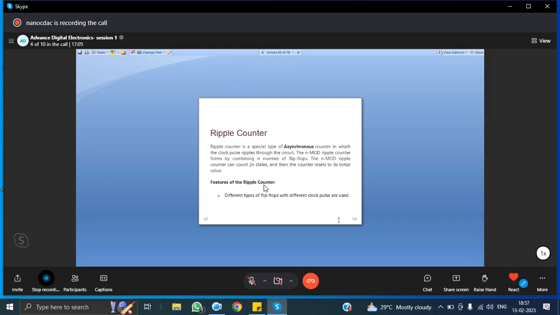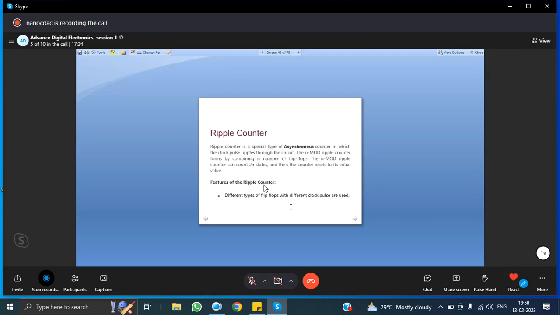So the next one is the ripple counter. Ripple counter is an asynchronous counter. The clock pulses ripple through the circuit. If you want a mod n ripple counter, you need n number of flip flops. Mod 4 means 4 flip flops, mod 8 means 8 flip flops. A counter can have two end states, and the counter resets to its initial value.